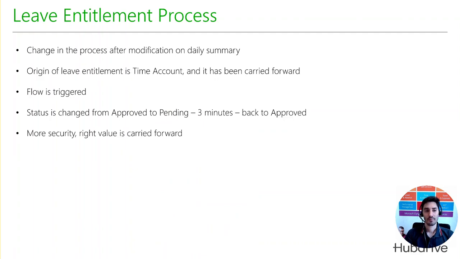We also had improvement in the leave entitlement process. Based on the modification of the daily summary, if the origin of this entitlement comes from the time account and it has already been carried forward, a flow is triggered. This happens in the background. The status from the time account is changed from approved to pending. The system waits for 3 minutes and then sets it back to approved. This brings more security, and we also ensure that the correct value after the change was made is carried to the next period.